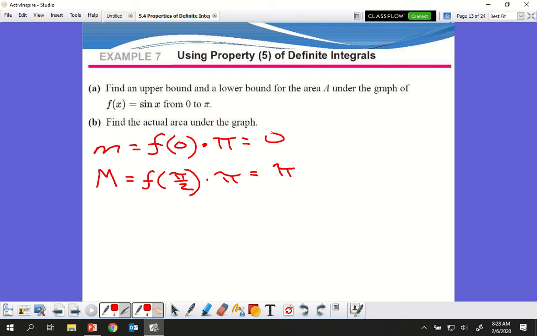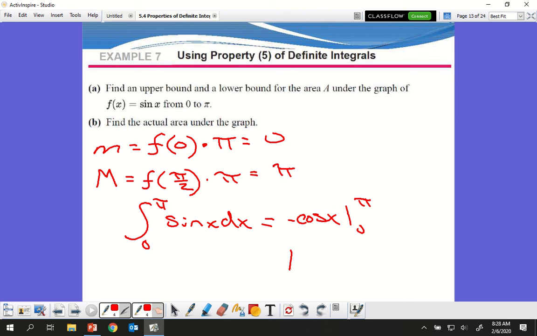All right, so from here, let's do the integral from 0 to pi of sine x dx. What's the integration of sine? Negative cosine x, from 0 to pi. What is cosine at pi? Negative 1, and I also have the opposite right there, so that's going to be 1.